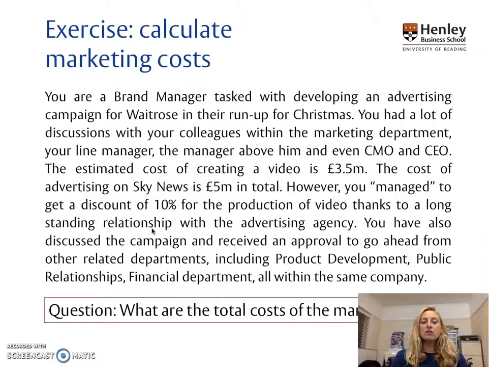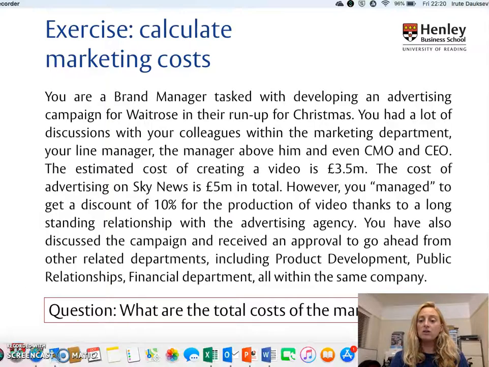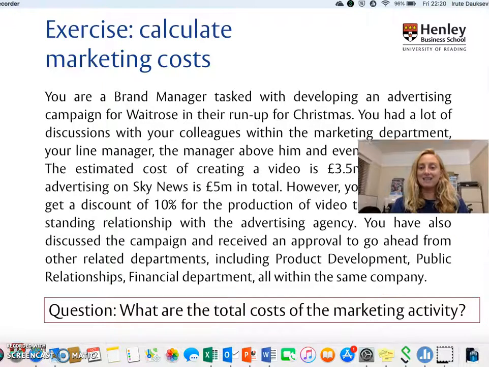£3,500,000. The cost of advertising on Sky News is 5 million in total. However, you managed to get a discount of 10% on the production of the video because of your long-standing relationship with the advertising agency. You also discussed the campaign and received approval to go ahead from other departments, including product development, PR, finance, and so on. So the question here is, what are the total costs of the marketing activity?